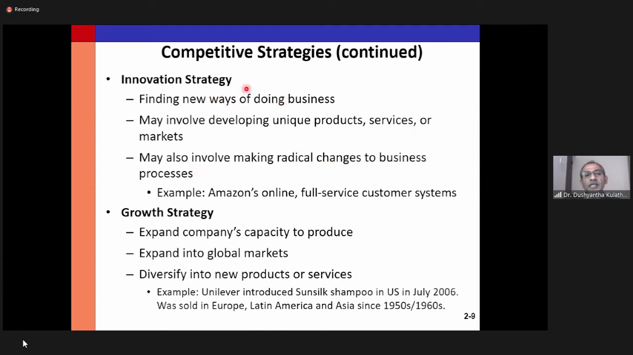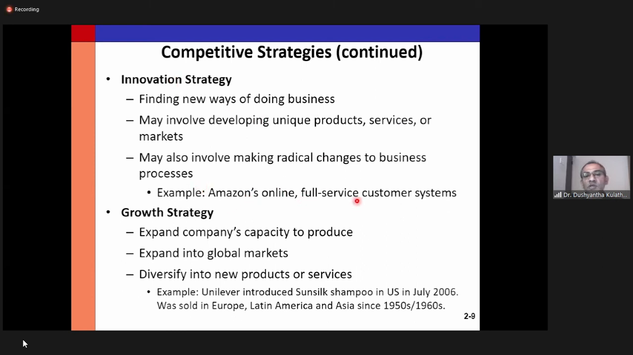So likewise, you can think about changing the business processes. If you can radically change the business processes, again, that can result in various benefits for your company, which will help you to gain some advantage in the marketplace over the competitors. So therefore, we can think about changing the business processes radically, also under innovation strategy.